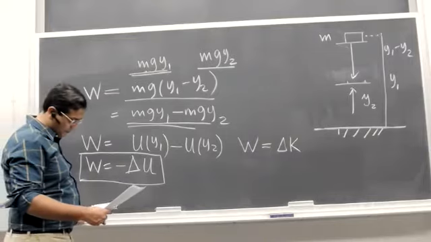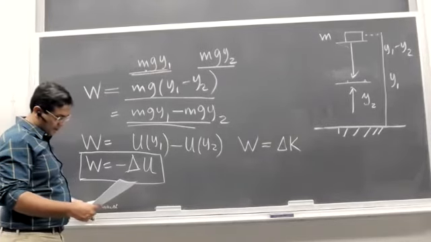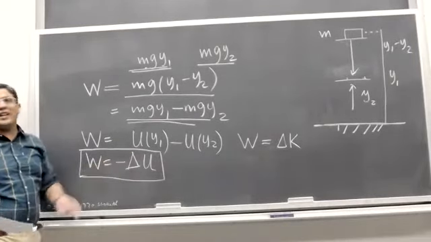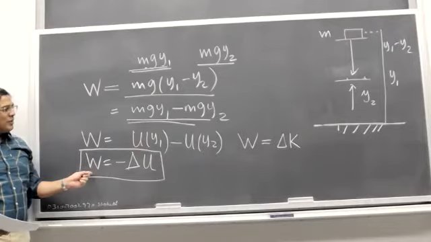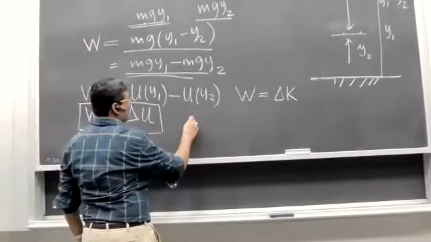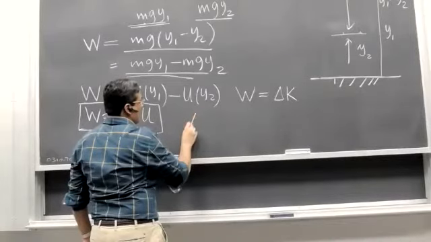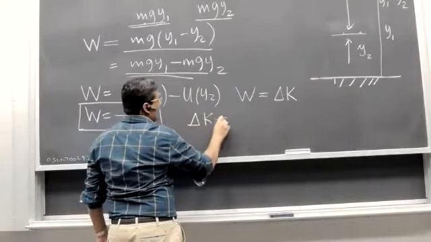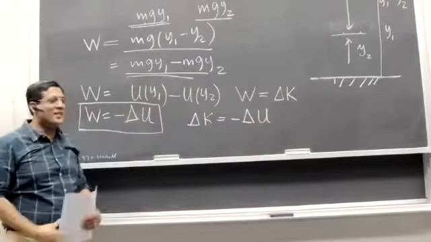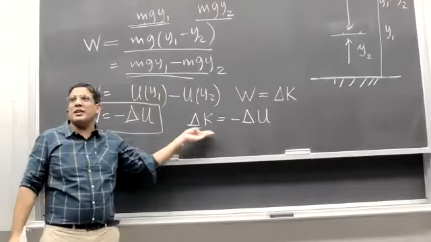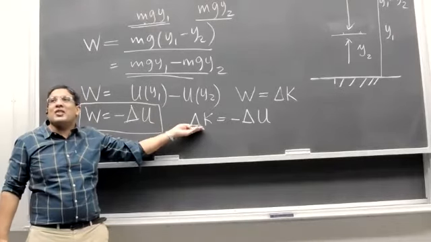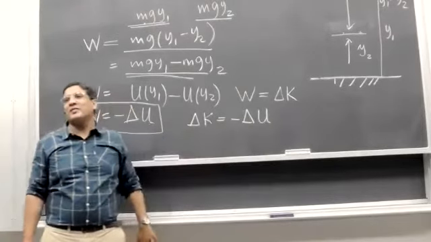So now minus delta U and delta K are equal to W. So that means I can write change in kinetic energy is equal to minus change in potential energy. Okay. This equation underlines the interconvertibility of the two energies. The kinetic energy increases by the same amount potential energy decreases.